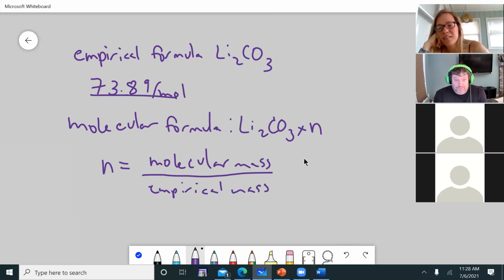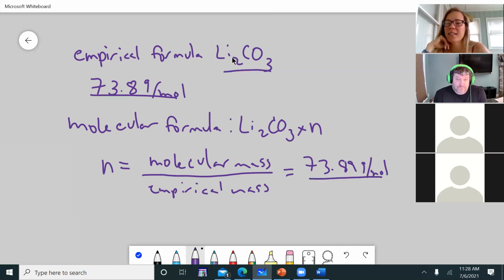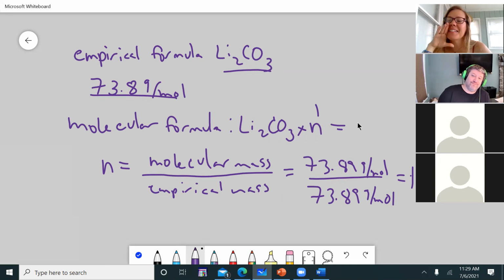Molecular mass is given, 73.89 grams per mole. Empirical mass you calculate, right? So you have to take this thing's mass. Well, what's its mass? I think it's 73.89, isn't it? It's the same thing. So what is our N value here? 1. You guys get 1 for your N value? So what do you plug in here? 1. So what is your molecular formula? It's the same thing.